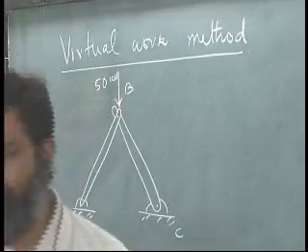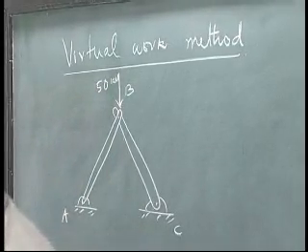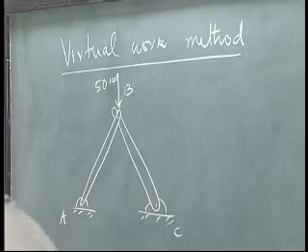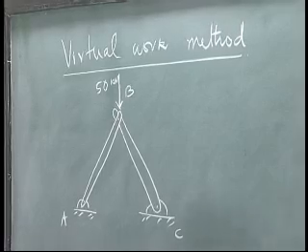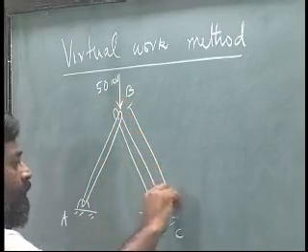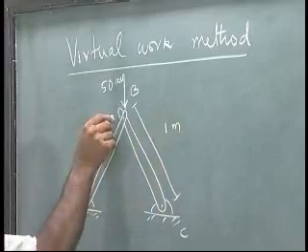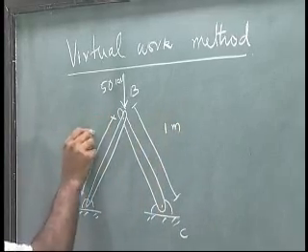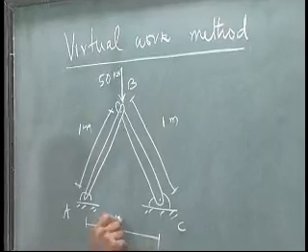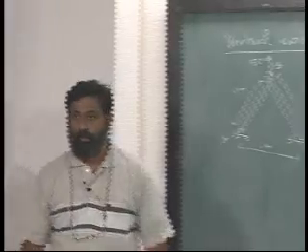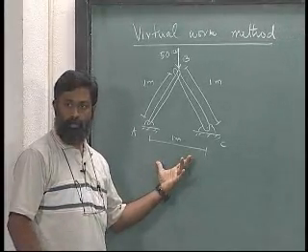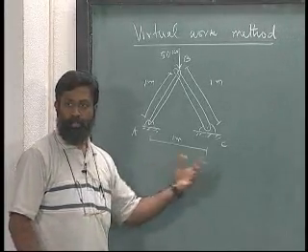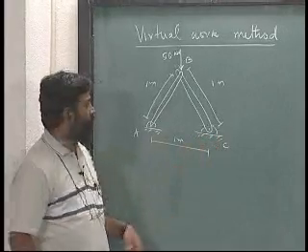So each of these bars is 1 meter and the distance between them is 1 meter. This is a problem that you can solve by using simple equations of equilibrium, right.